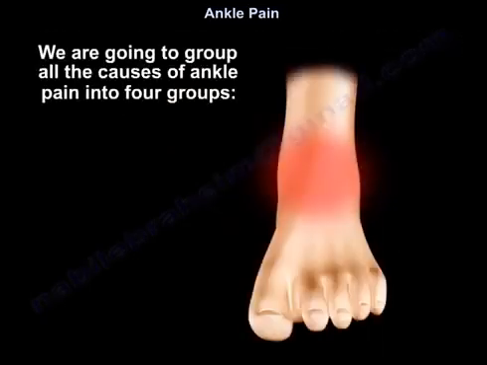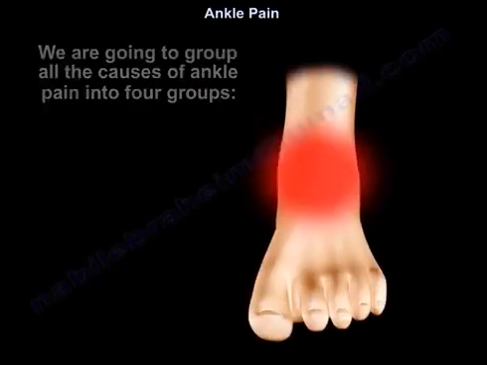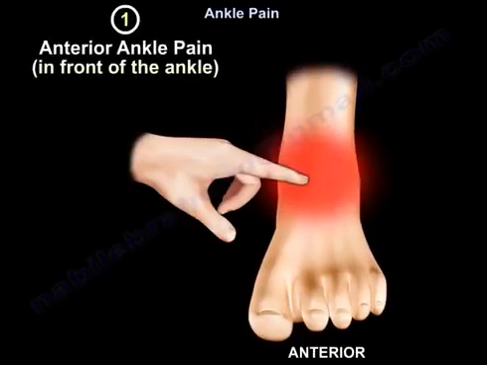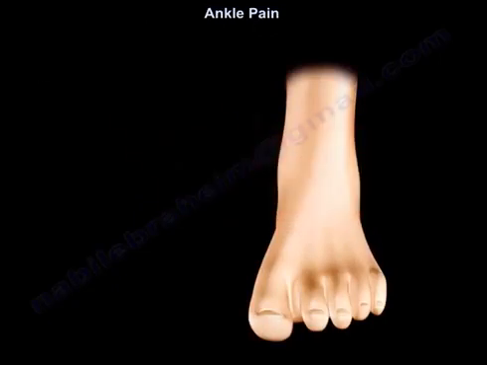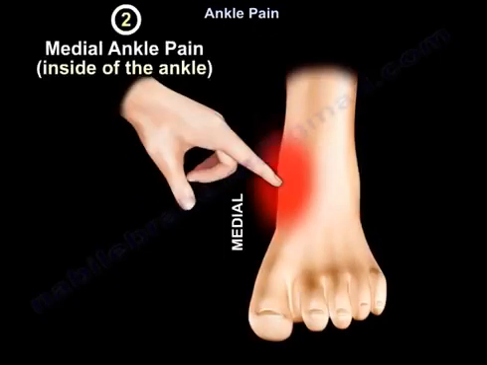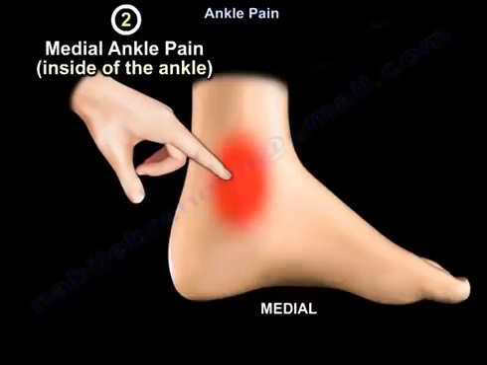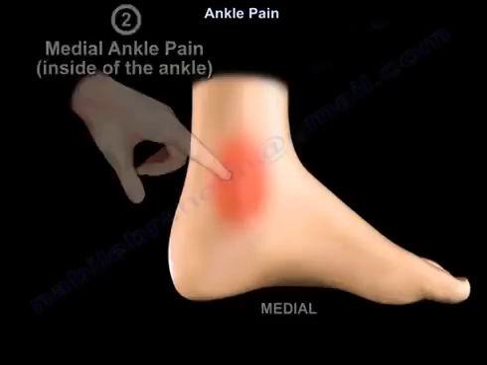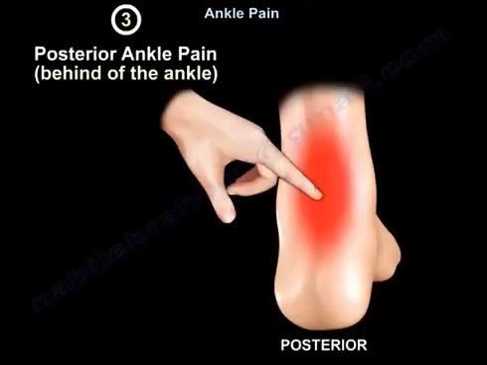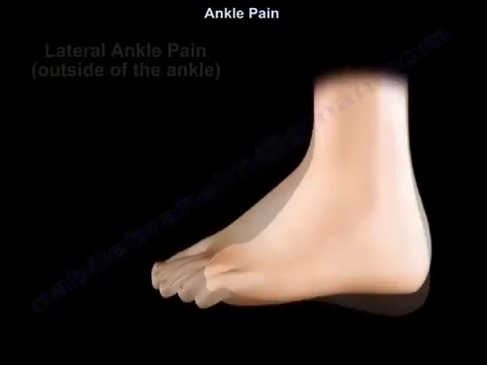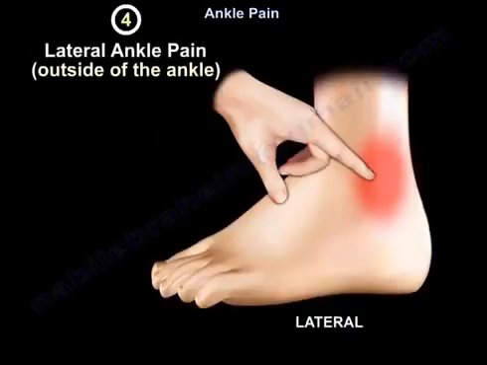We're going to group all causes of ankle pain into 4 groups. One group in front of the ankle or anterior to the ankle. The second group medial to the ankle, on the inside of the ankle. The third group behind the ankle or posterior to the ankle. The fourth group is lateral to the ankle, on the outer side of the ankle.